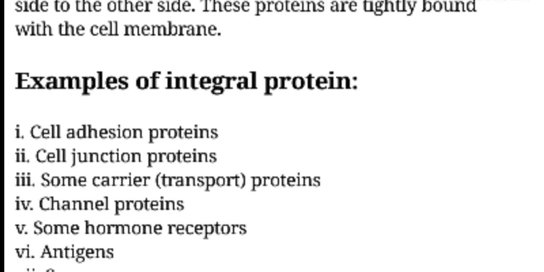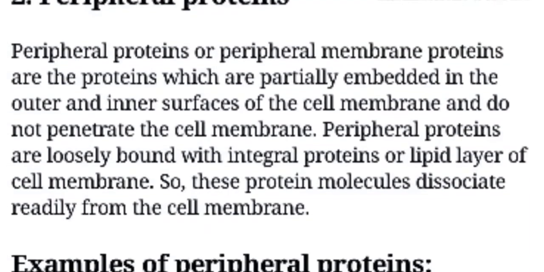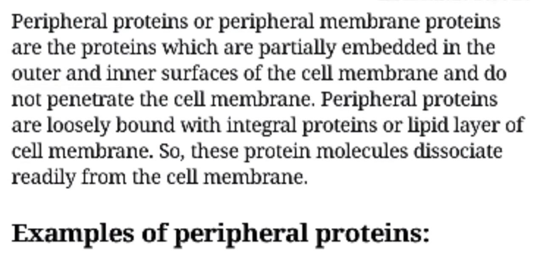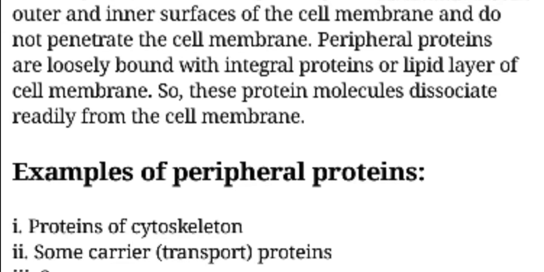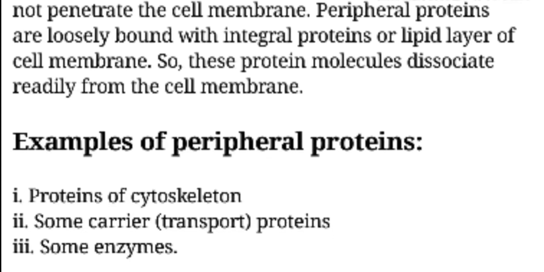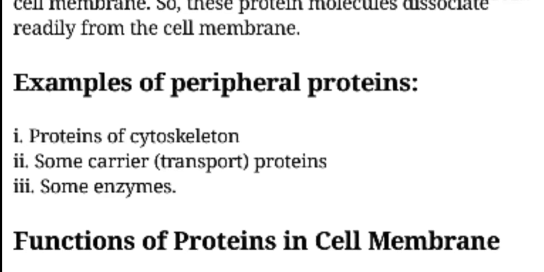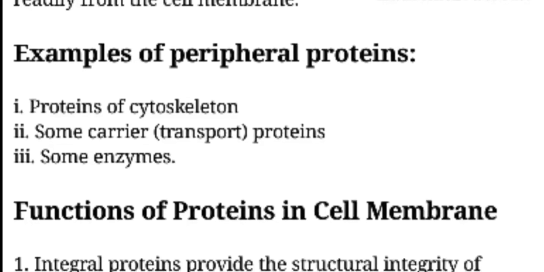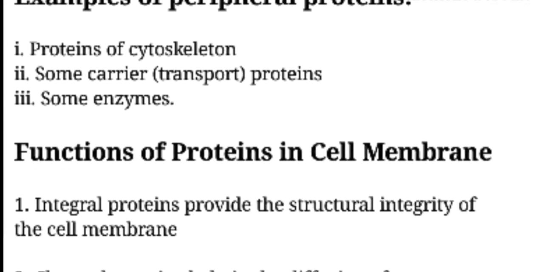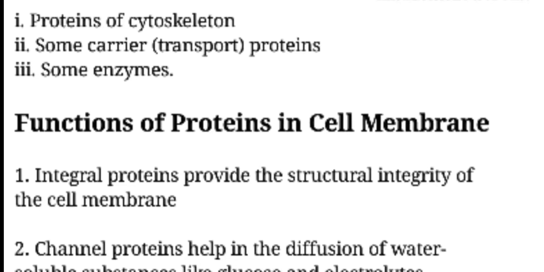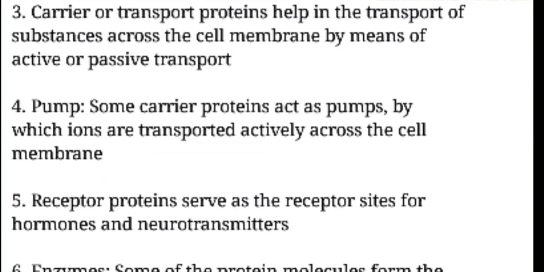2. Peripheral proteins. Peripheral proteins or peripheral membrane proteins are the proteins which are partially embedded in the outer and inner surfaces of the cell membrane and do not penetrate the cell membrane. Peripheral proteins are loosely bound with integral proteins and the lipid layer of cell membrane. So, these protein molecules dissociate readily from the cell membrane. Examples of peripheral proteins: I. Proteins of cytoskeleton. II. Some carrier, transport proteins. III. Some enzymes.